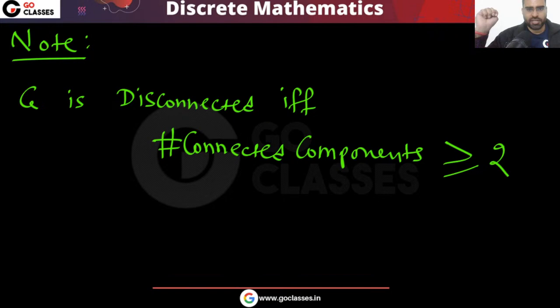Okay, and when can I say connected? If that is equal to 1, connected means the number of connected components is also 1. So disconnected means the number of connected components is greater than or equal to 2. So this is the definition.